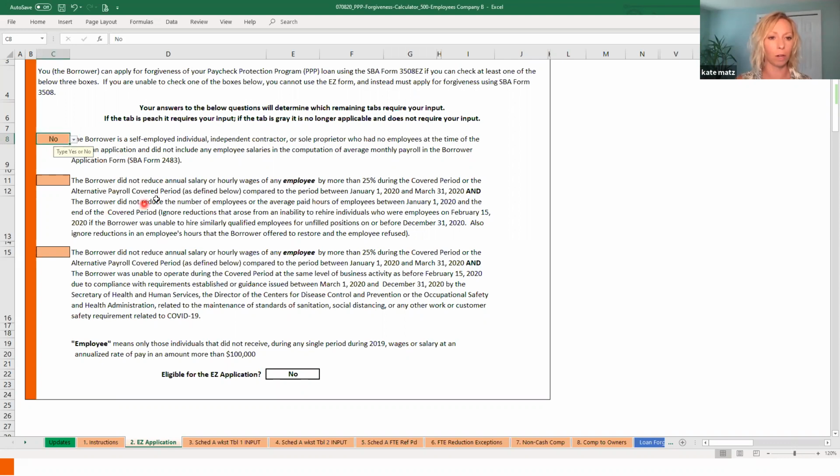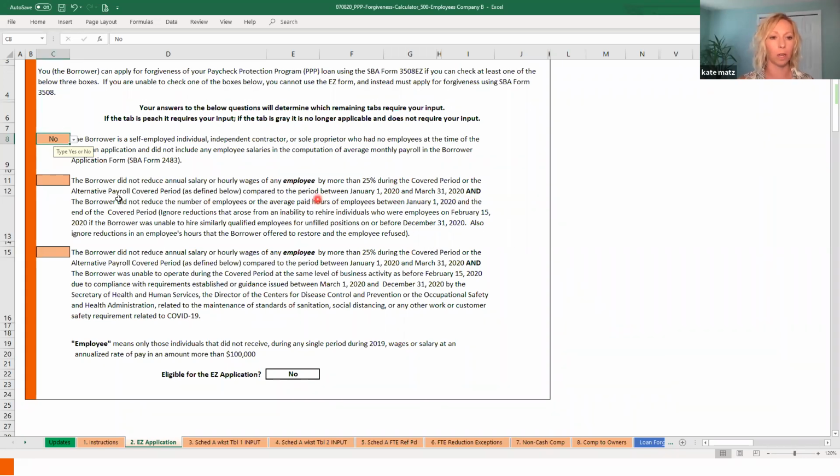Number 2 then says that the borrower did not reduce the annual salary or hourly wages of any employee by more than 25% during our covered period. Now, our facts told us that they reduced the salaries and wages by 10%. So they're still good here. They had a reduction, but it wasn't more than 25%. So they still meet this first part of this second criterion. This is a 2-parter though, so we have to meet the second one as well.